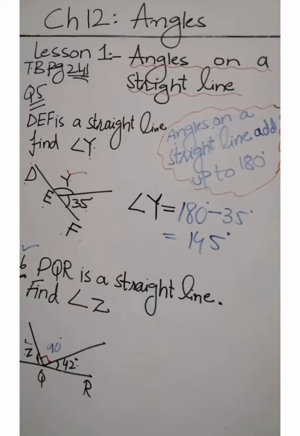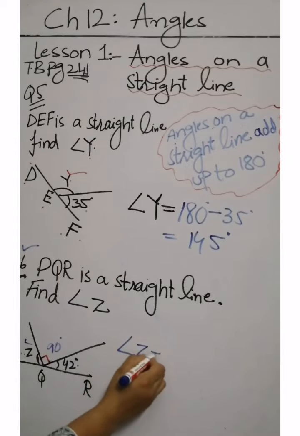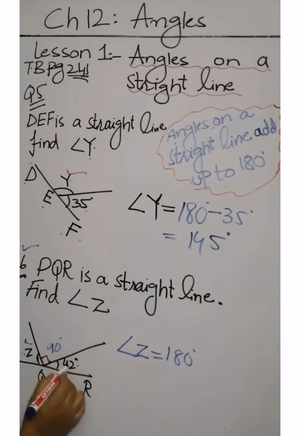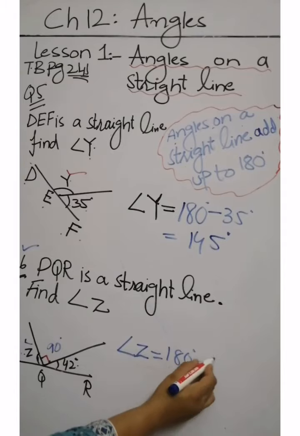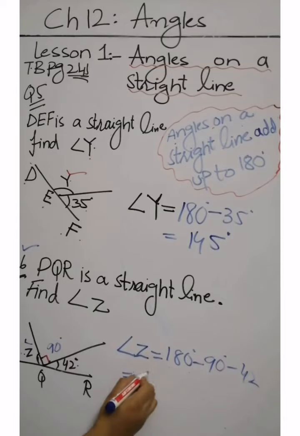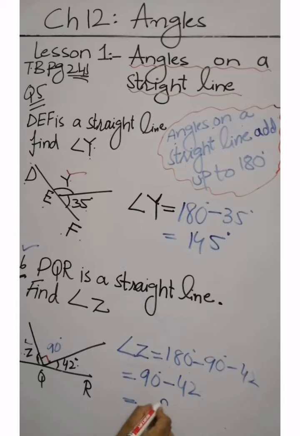Now we very well know that angles on a straight line add up to 180 degrees. So if I want to find one angle from a straight line, I subtract the remaining angles from 180 degrees. 180 minus 90 minus 42. So 180 minus 90 is 90. 90 minus 42 is 48 degrees.